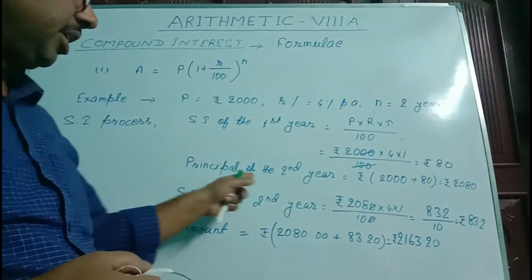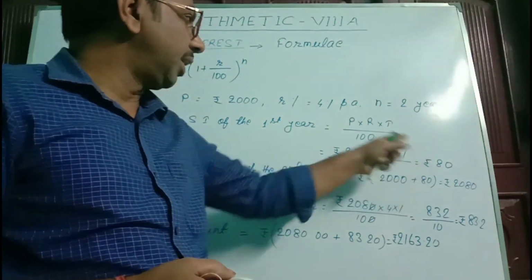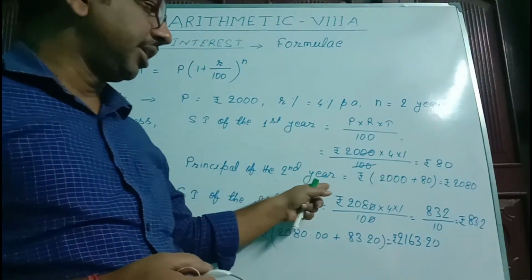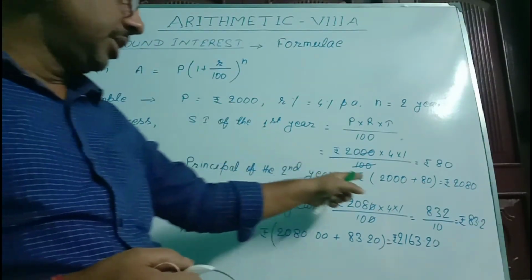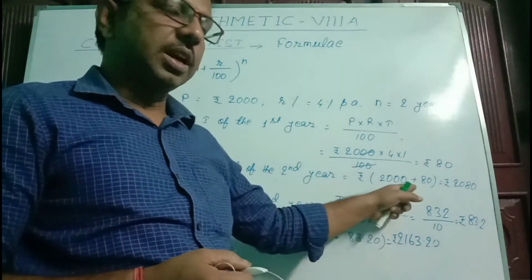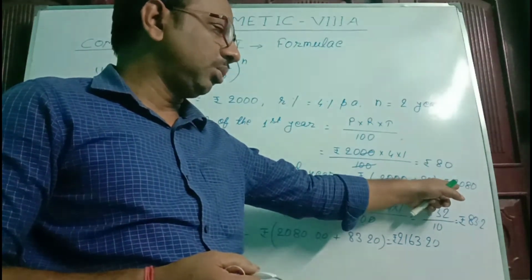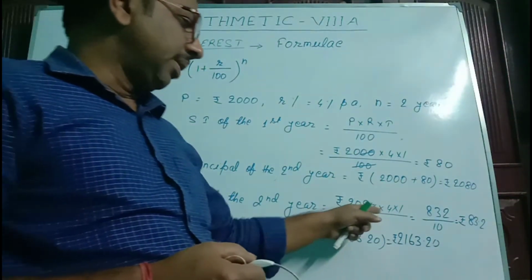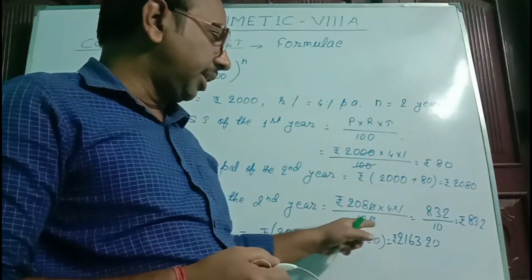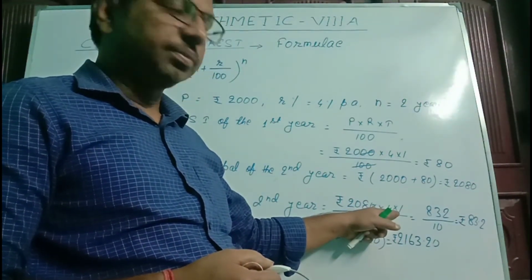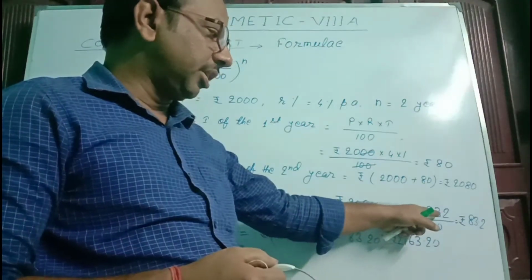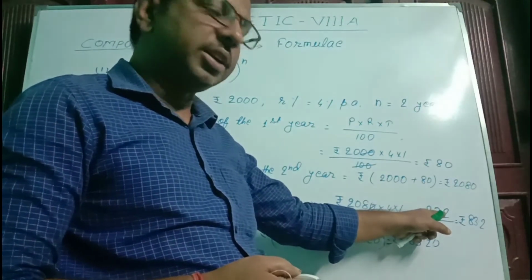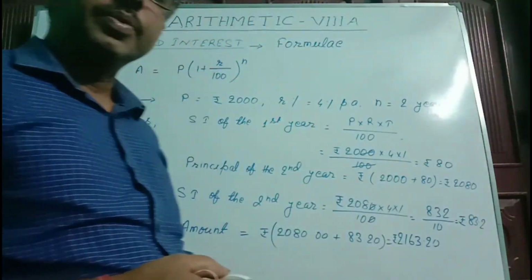Now the principal of the second year: this interest will be added to the previous principal to get the principal for the second year. So last principal is rupees 2000, SI is 80, so I added this, I got the principal for the second year 2080. Now SI of the second year, that is PRT by 100, 2080 into 4 into 1 by 100, again at the place of time I have used 1. That simplification became 832 by 10, so I have kept one decimal after one digit from the right hand side, so it became 83.2 SI.